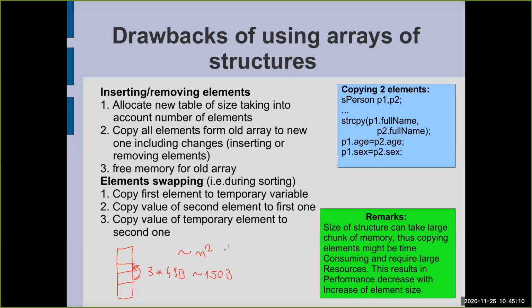So if I have 1,000 elements in my database, here I have 1 million potential swaps times 150 bytes. It gives me 150 megabytes to swap. So many elements or data have to be copied.